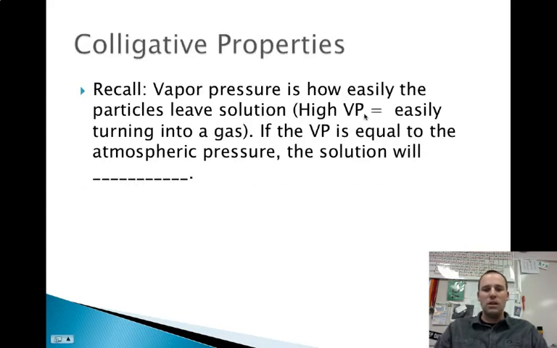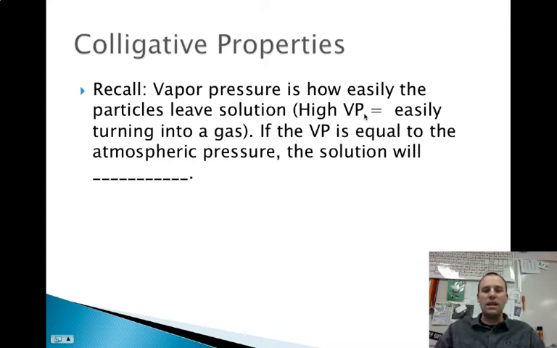Okay, so today we're talking about colligative properties, which is kind of a scary word for something that's pretty easy. It's an easy idea. Something that I want you to remember from earlier on in the year is the definition of vapor pressure. I called that the pressure pushing out. We have the pressure pushing down, holding those molecules in, and the vapor pressure is how easily the particles leave solution. The higher the vapor pressure, the more they want to turn into a gas. We talked about molecules falling off the edge of a cliff, the party on the edge of the cliff. The higher the vapor pressure, the more likely they are to fall off the cliff, so the more likely it is to turn into a gas.